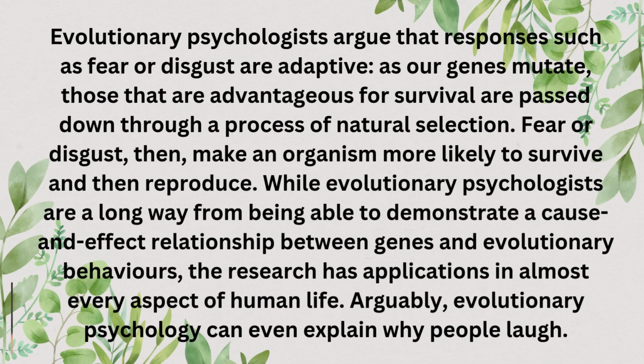Evolutionary psychologists argue that responses such as fear or disgust are adaptive. As our genes mutate, those that are advantageous for survival are passed down through a process of natural selection. Fear or disgust then make an organism more likely to survive and then reproduce. While evolutionary psychologists are a long way from being able to demonstrate a cause and effect relationship between genes and evolutionary behaviors, the research has applications in almost every aspect of human life. Arguably, evolutionary psychology can even explain why people laugh.